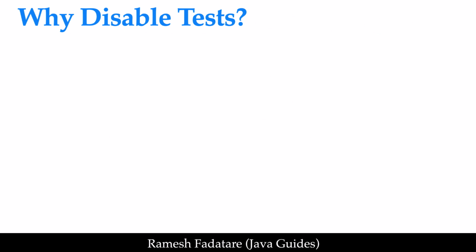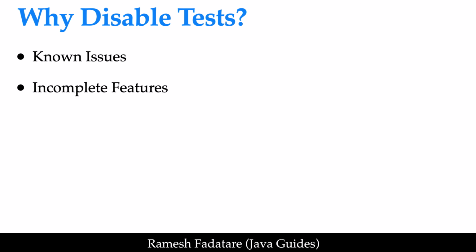Why disable tests? There are several reasons why you might want to disable test cases. Known issues: if a test is failing due to a known bug or issue that you are working on, you might disable the test until the issue is resolved. Incomplete features: if a test is for a feature that is not yet fully implemented, you might disable the test until the feature is complete.